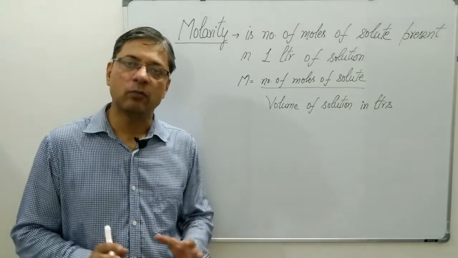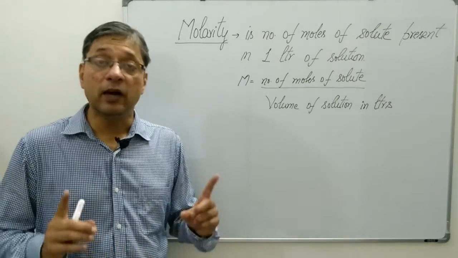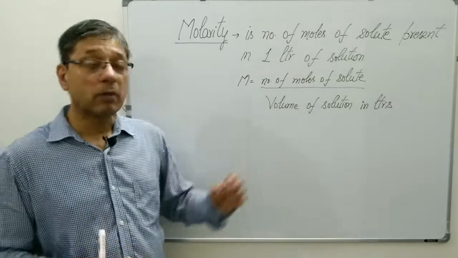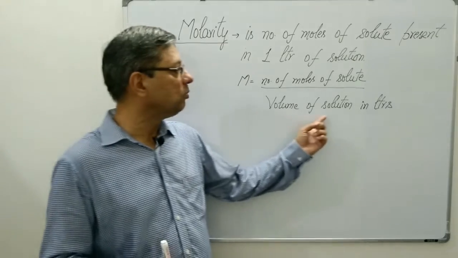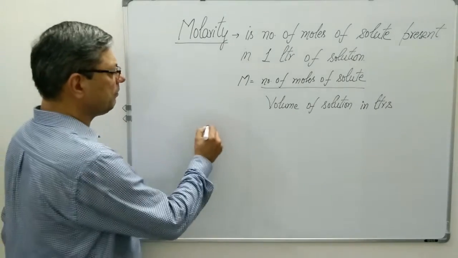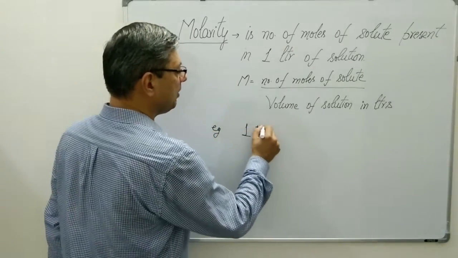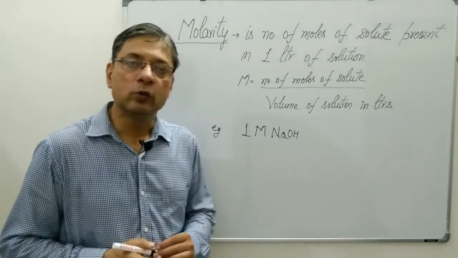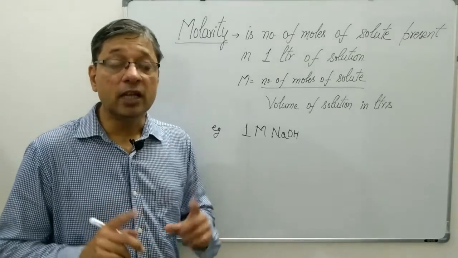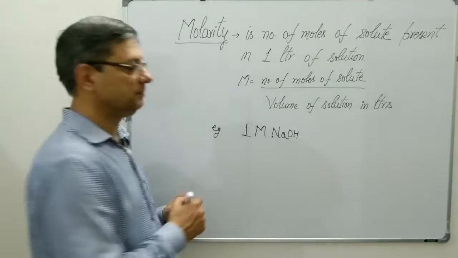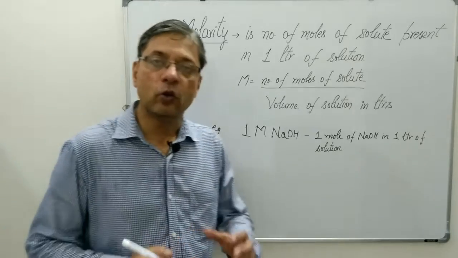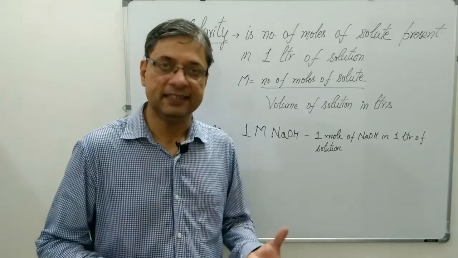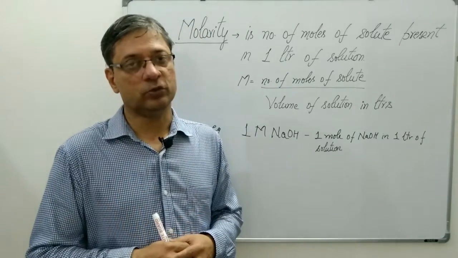Molarity is the number of moles of solute in 1 liter of a solution. Mathematically, molarity is written as number of moles of solute upon volume of solution in liters. For example, if I say 1 M NaOH solution, what will it mean? It will mean 1 mole of NaOH in 1 liter of solution. From a solution of known molarity, we can prepare solutions of required molarity by diluting the solution.